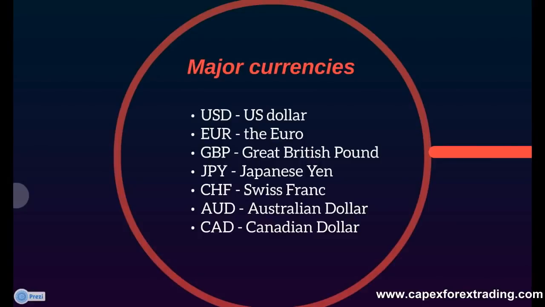Now, there are many currencies that are available to trade with in the Forex market, but there is also a list of 7 major currencies that you should bear in mind when you trade. They are the US dollar, the euro, the Great British pound, the Japanese yen, the Swiss franc, the Australian dollar, and the Canadian dollar. The reason why these are called major currencies is because they are the ones that provide the most volume in the market on a daily basis.